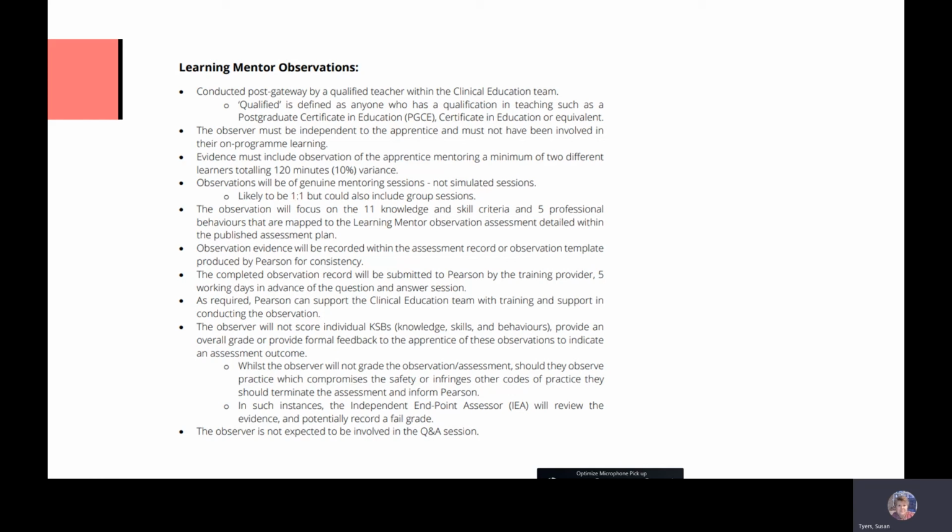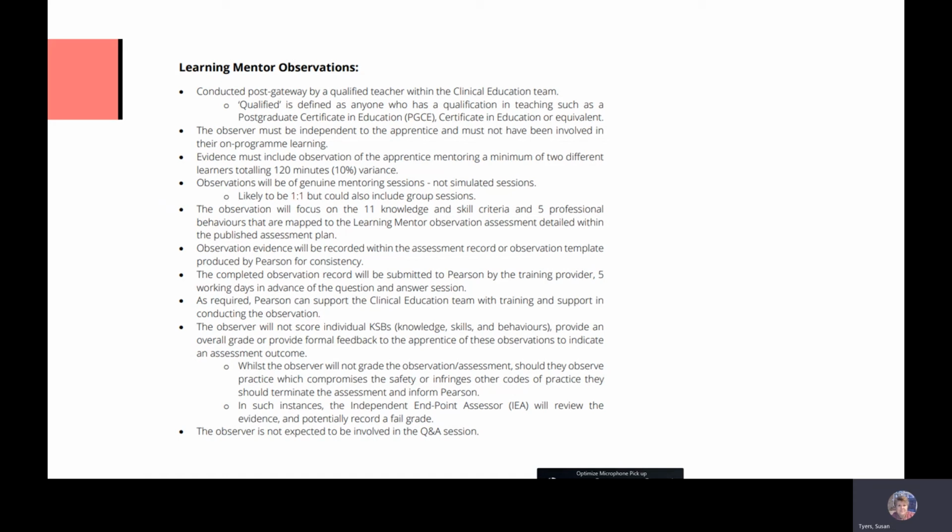And evidence must include observation of practice, observation of apprentice mentoring, a minimum of 2 different learners totalling 120 minutes. So one could be 80 minutes, one might be 40 minutes, just as long as it makes up the 120 minutes. Observations will be genuine mentoring sessions, not simulated sessions, so it must be actually what they're doing within their job role. It's likely to be one-to-one, but could also include a group session.